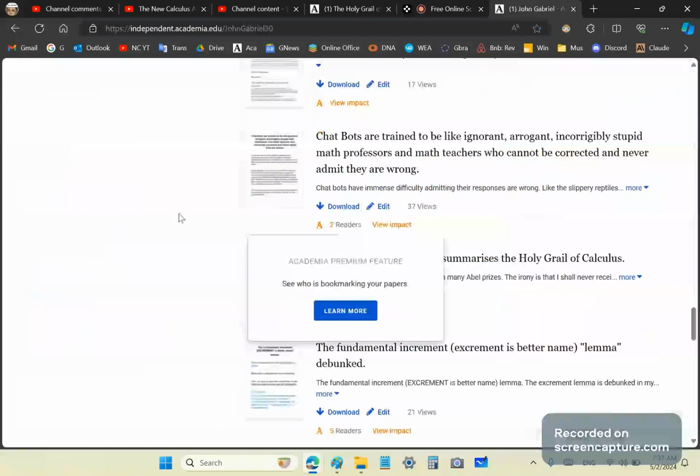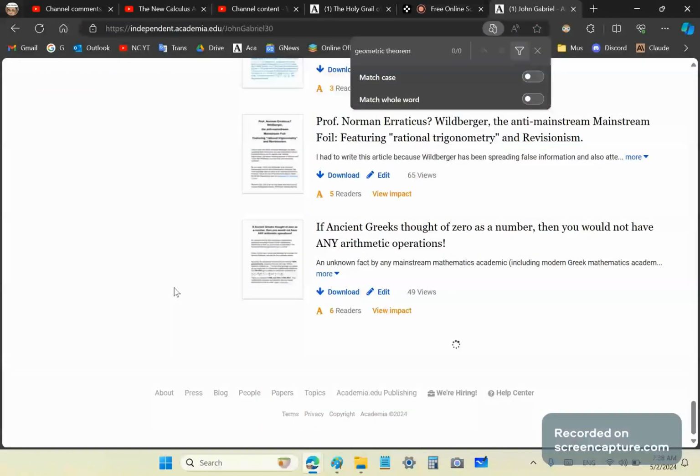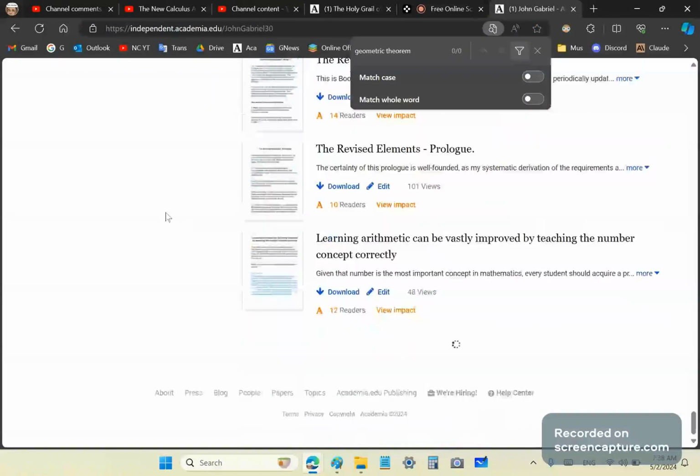Once you're right at the bottom, you can press Control F like that, and you can say geometric theorem, okay, like that. Oops, misspelled it, like that. So, of course, obviously, I'm not seeing it right there because they're not all there yet, right? So let's just scroll down to the bottom quickly. Bear with me.